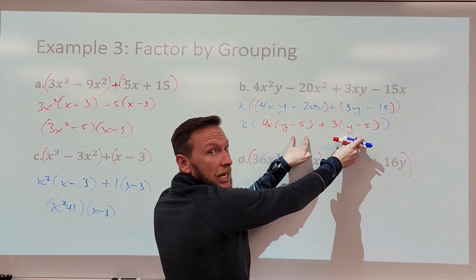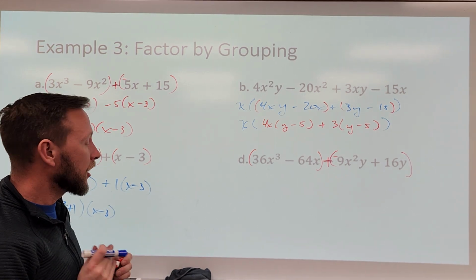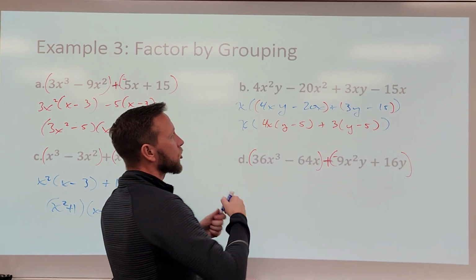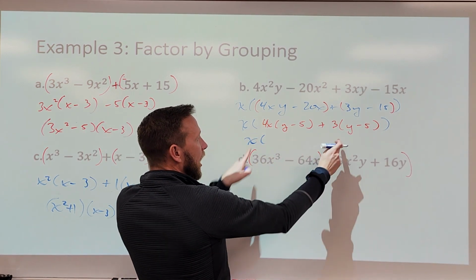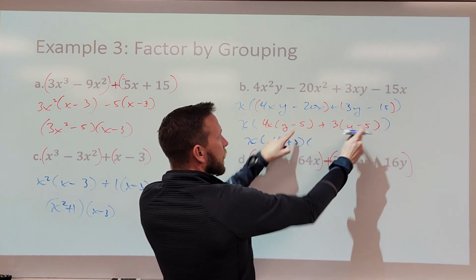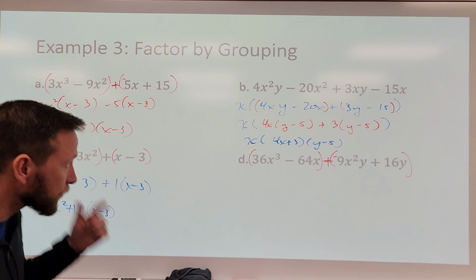Notice how these are the same. That's again not witchcraft. That's how factoring works, because it's the inverse operation of that FOIL process, of that double distribution. So we end up with x times 4x and 3 and y minus 5. And these factors can't factor more, so we're done.